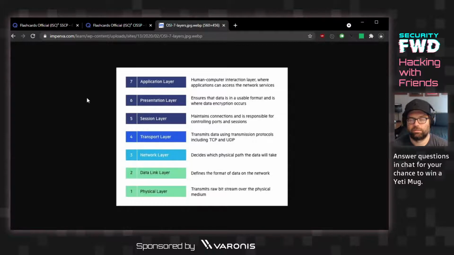Hidden layer 8. The cow level in Diablo.